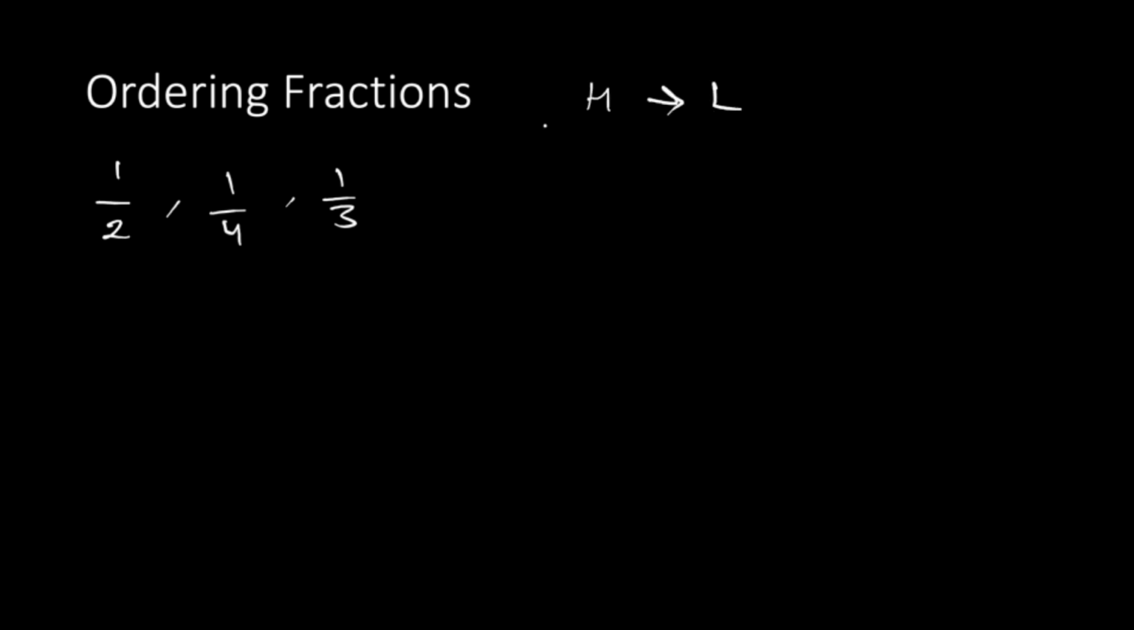So in order to work out the order of these fractions from highest to lowest, you have to find the common denominator. And one way to do that is by converting all the denominators to the same number so that you can compare which numerator is greater than the other.